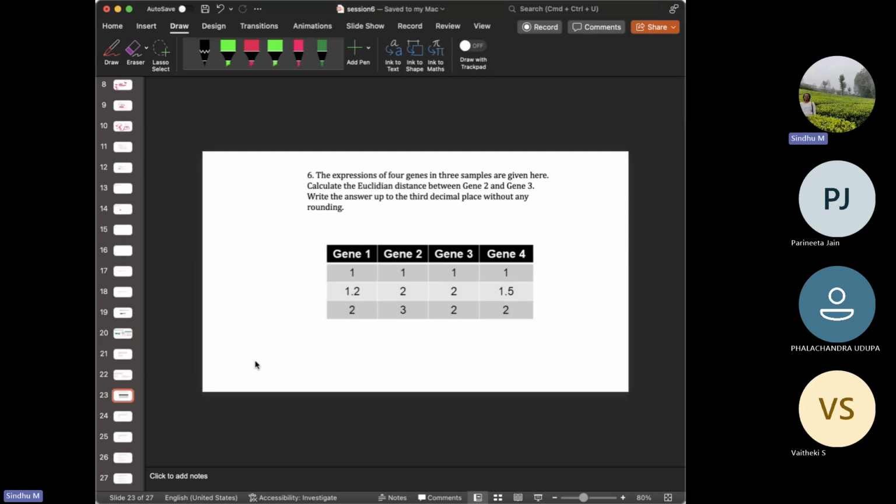So here they are asking for the Euclidean distance between gene 2 and gene 3. The first step is subtraction. So 1 minus 1 is 0. And the second row, 2 minus 2, is also 0. And the third row is 3 minus 2, which is 1. And now we have to square these differences.